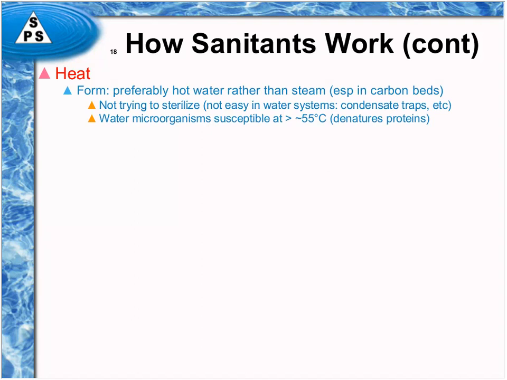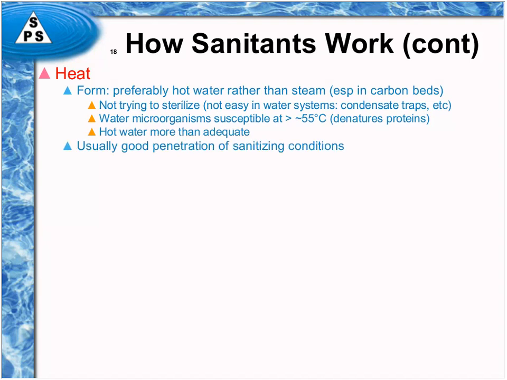Water microorganisms, like I mentioned, are very susceptible to high temperatures. You get above about 55 degrees for a water system, and you will have basically a sterile water system. Now, you're not going to be killing spore formers and those kinds of organisms, but spore formers are not the kinds of organisms that grow and develop in water systems. So you don't have to worry about killing the kinds of things that, like an autoclave, would be designed to kill. Hot water is really more than adequate. Usually there's good penetration for sanitizing conditions. The heat will be conducted and convected.